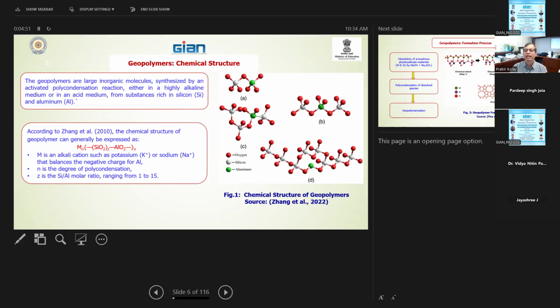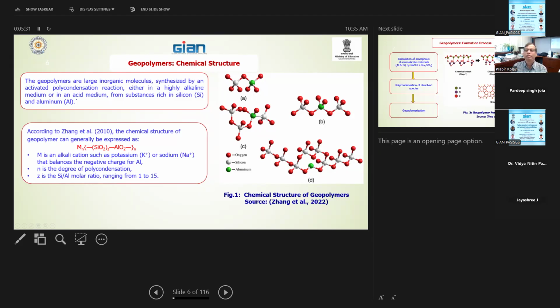Basically, you see the silica, alumina, silica, oxygen, alumina. These are the physical structures. According to Zhang et al. 2010, the chemical structure of geopolymer is Mn[-(SiO2)z-AlO2]n. M is the alkali cation, such as potassium or sodium, that balances the negative charge of the aluminium. And n is the degree of polycondensation. We can change the alkali to silicon-alumina molar ratio, ranging from 1 to 15.